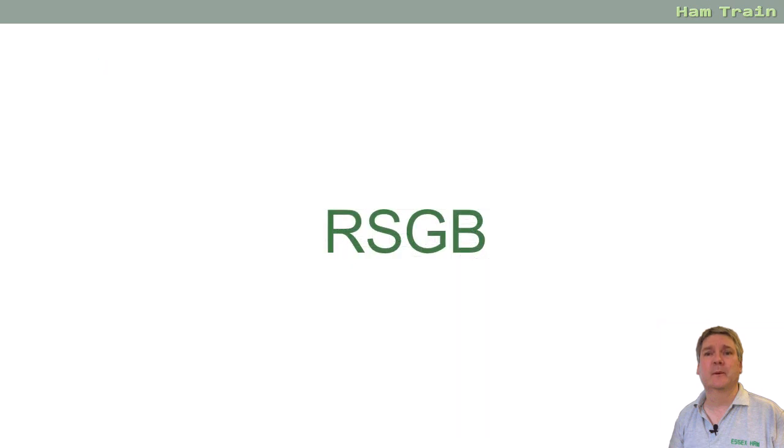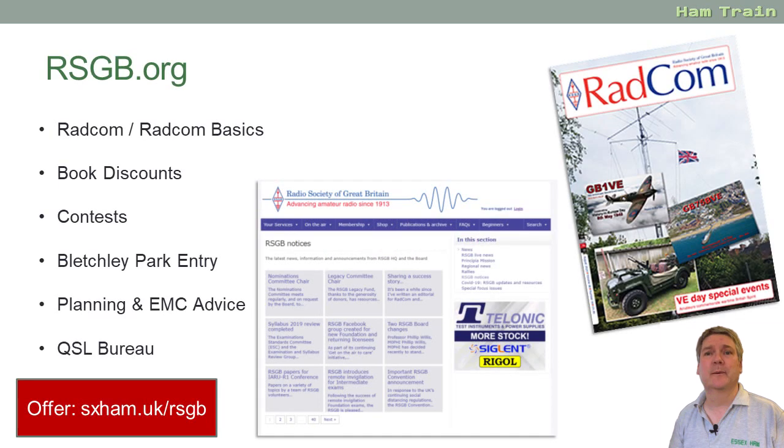A quick mention now for the RSGB, the Radio Society of Great Britain. The RSGB dealt with your amateur radio exam and also hopefully sent you your pass certificate. You can join the RSGB for an annual fee, collected by direct debit. For RSGB membership, you get a copy of RADCOM, a monthly magazine. There's also an online version called RADCOM Basics, great for beginners.